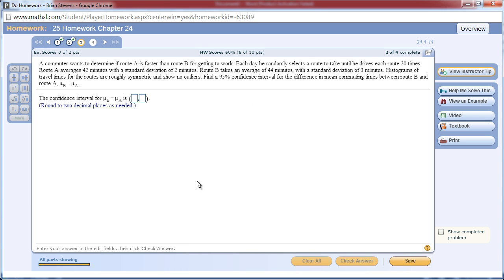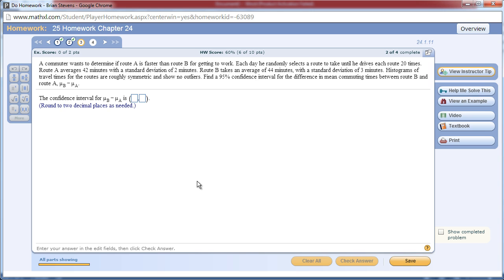So you want to grab your TI calculator. You want to go to Stat, Tests, and scroll down to, what do we want to do here? We want to do a 2-sample t-interval, which is number 0. 2-sample t-interval, and go over to Stats. Now this is where it's confusing.